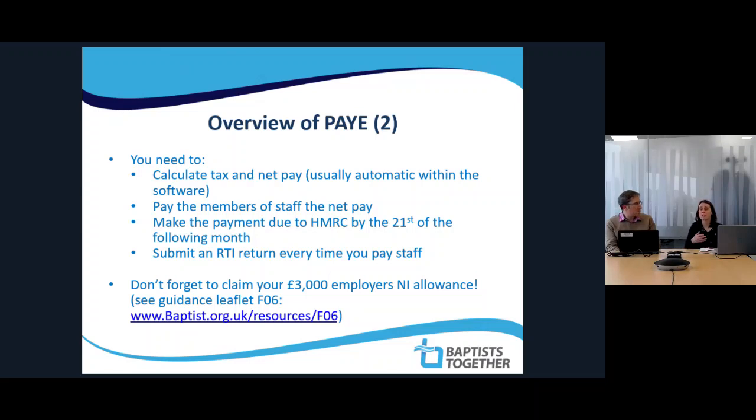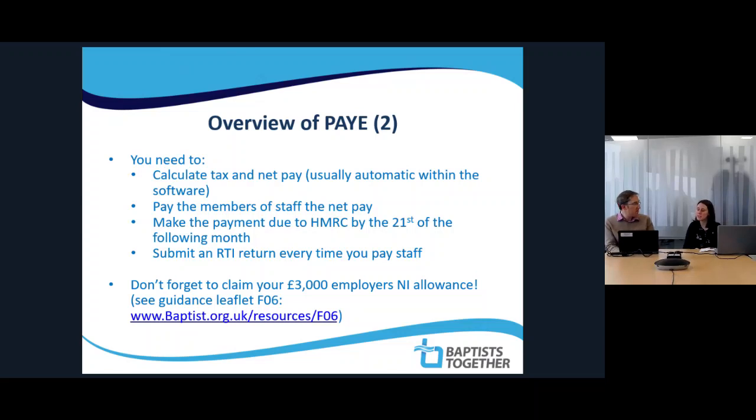So it's just important to keep track of how much that is each month, and when you do get to the £3,000, know you've reached the limit and start to make the payments. Again, it should be calculated within your software, but it's just handy to know that you can keep track of it. I find every month, just to be on the safe side, really. And again, there's a link there that will take you through to the Baptist Union website with a little bit of information about that. And usually you have to select in your software to say you're entitled to that.